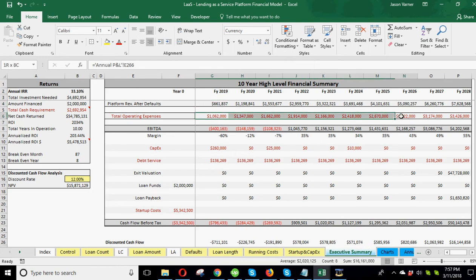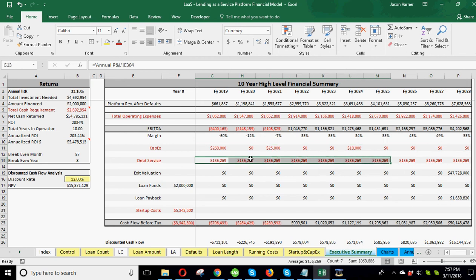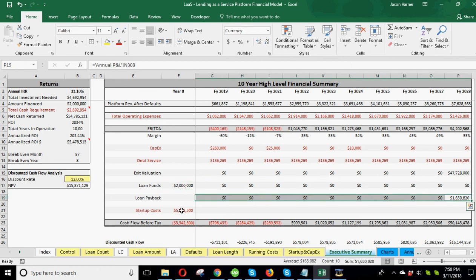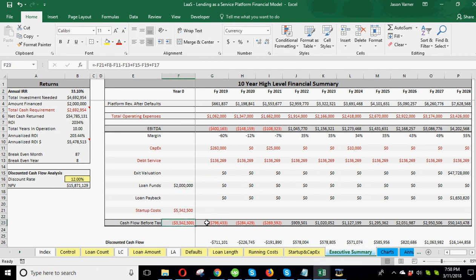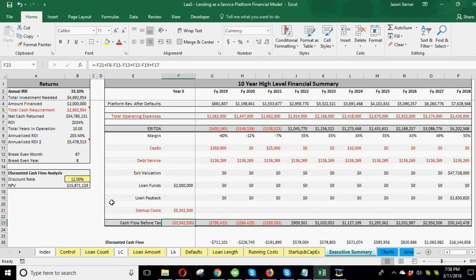Then we've got total operating expenses, and then EBITDA, percentage margin. Then we've got your cash flow items outside of operations: the capex, debt service, if any, your exit valuation, loan funds, loan payback, startup costs, and then your cash flow before taxes. And then we've also got discounted cash flow here on that. And then we've got a little return box up here.